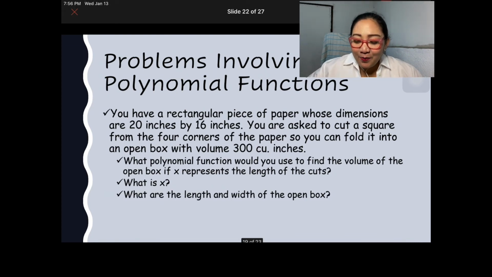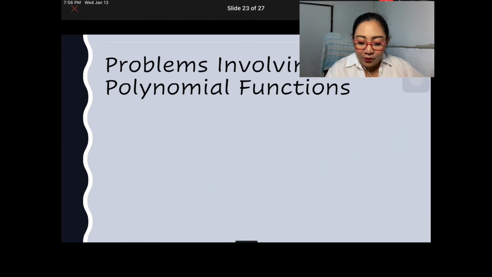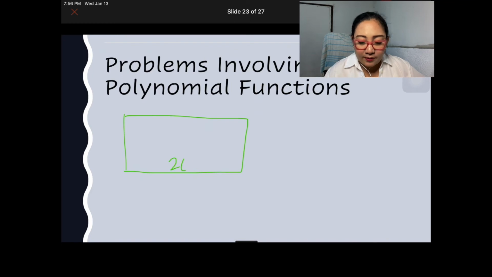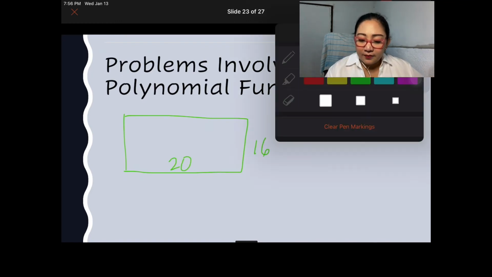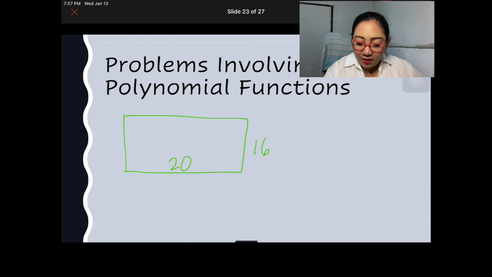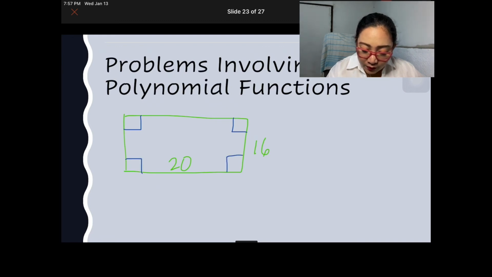So, you have a rectangular piece of paper whose dimensions are 20 inches by 16 inches. You are asked to then cut a square from the 4 corners of the paper so that you can fold it into an open box with a volume of 300 cubic inches. So, para ma-visualize natin, i-attempt kong i-draw. Okay? So, meron ka raw rectangular piece of paper, 20 inches by 16 inches. And then what? You're going to cut squares dun sa 4 corners. So, square, square, square, square.